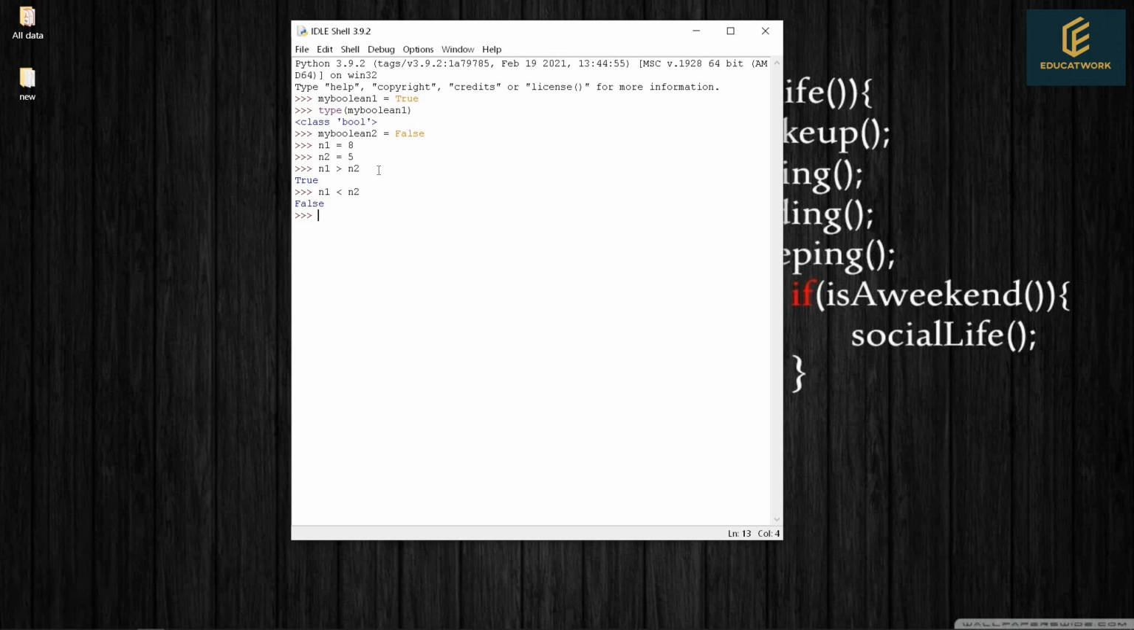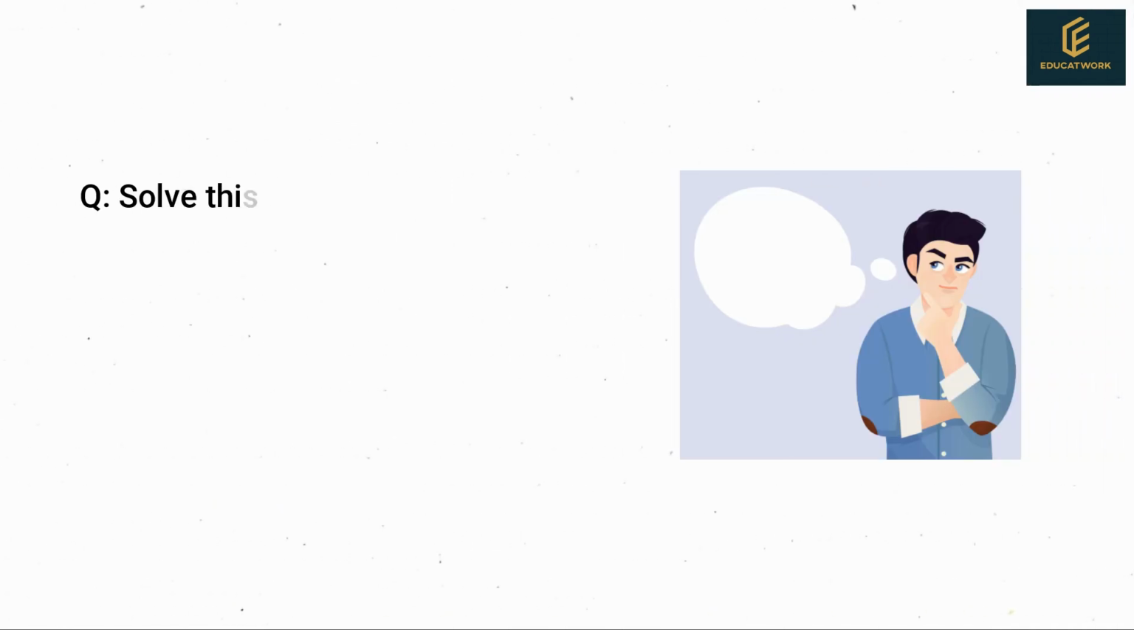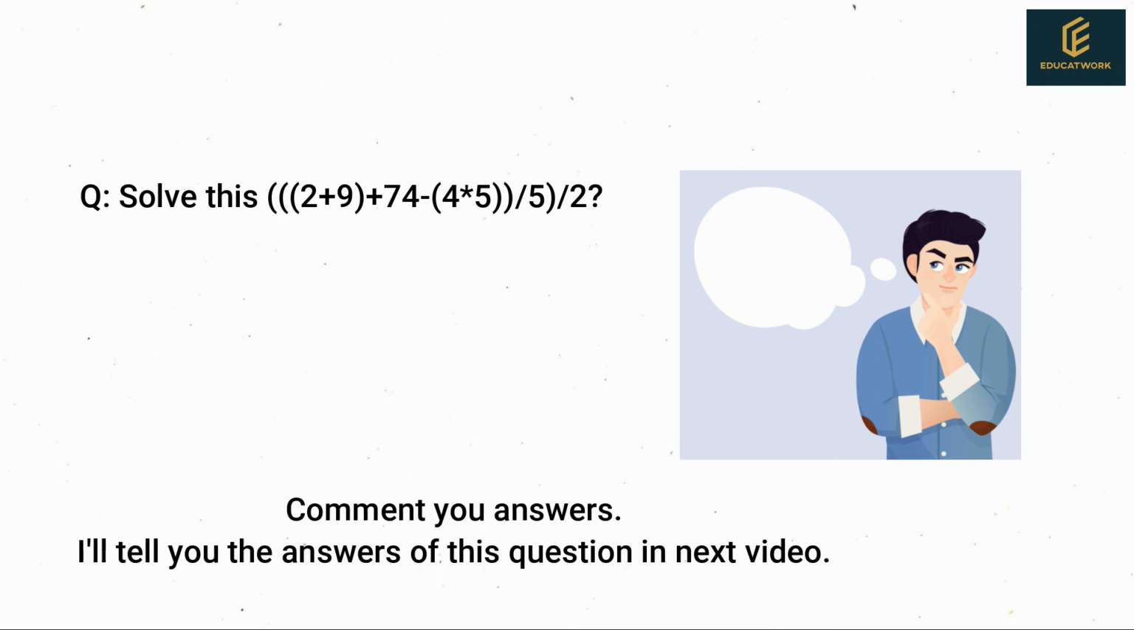Now that we know the basics of numbers and Boolean, here are the questions. Solve this: 2 * 9 / 4 + 7 * 4 - 4 times 5 / 5 / 2.